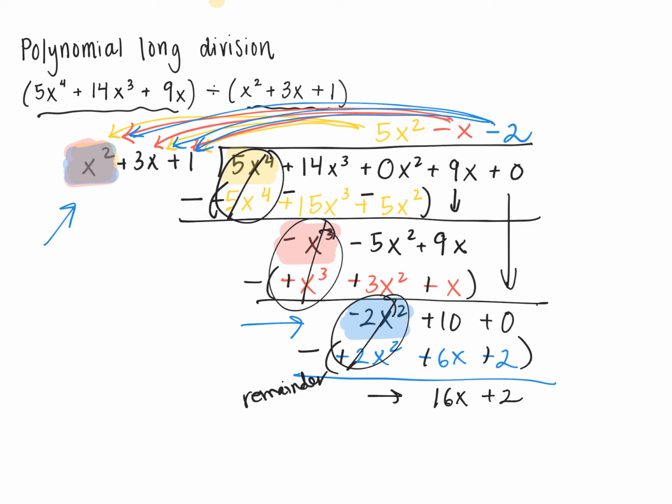To write our remainder, we're going to add that to our quotient up top. We're going to write it as 16x plus 2 over our divisor of x squared plus 3x plus 1. And that is how we do polynomial long division.